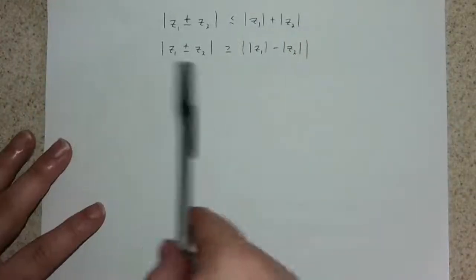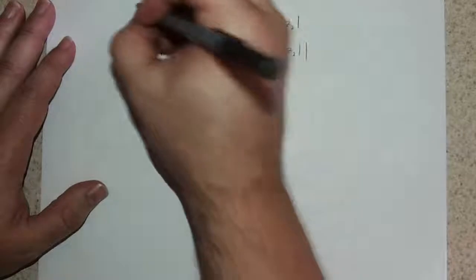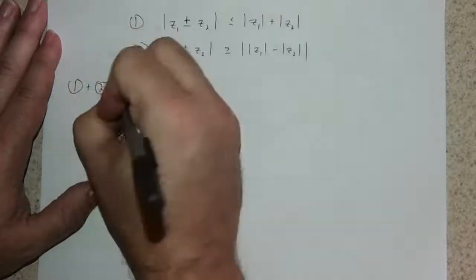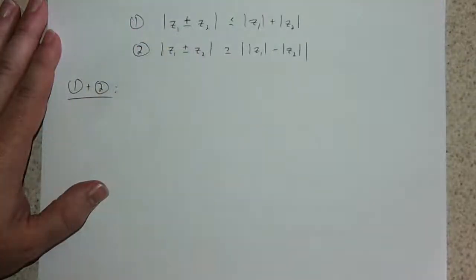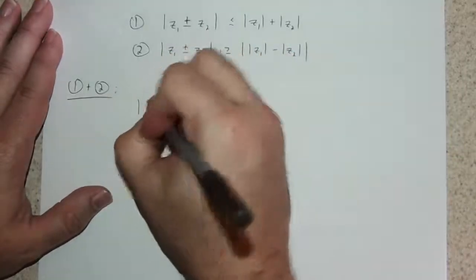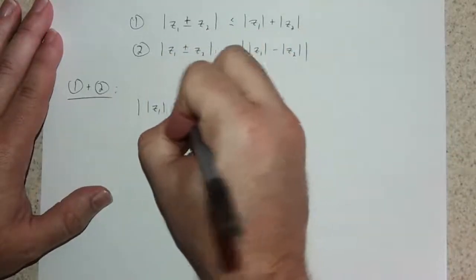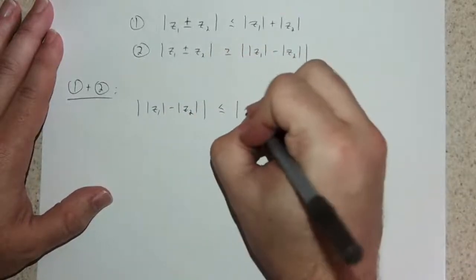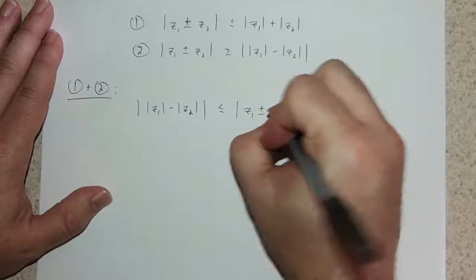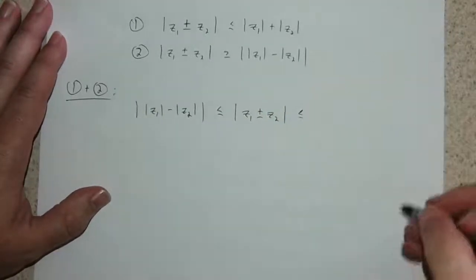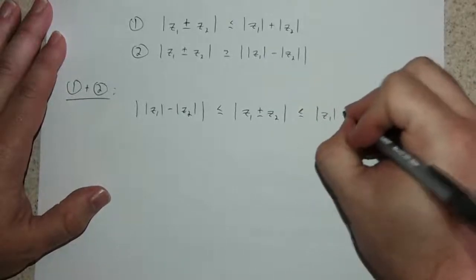Your textbook actually combines both of these facts. So maybe I'll label these 1 and 2. You can combine 1 and 2 together to get the following inequality, if you like: the absolute value of the difference of the moduli of two complex numbers is less than or equal to the modulus of z sub 1 plus or minus z sub 2, and that, by the triangle inequality, is less than or equal to the sum of the moduli separately.